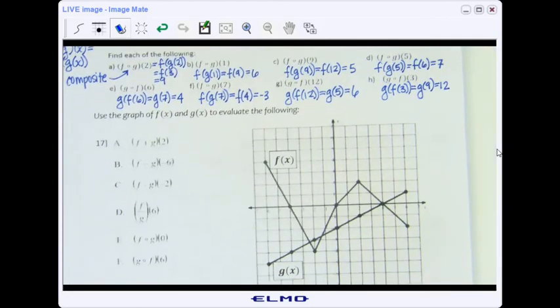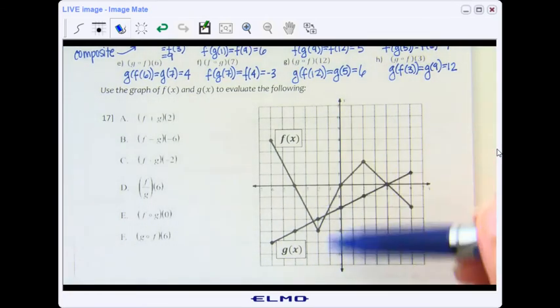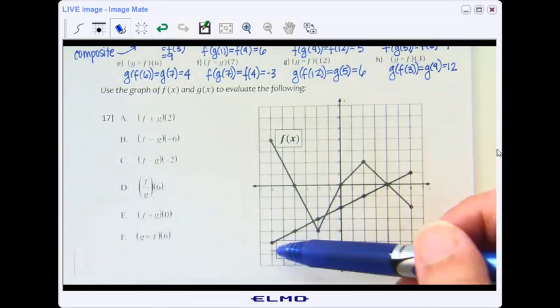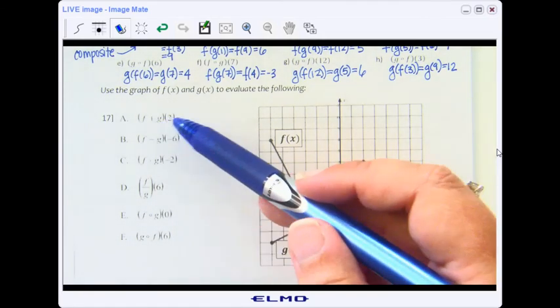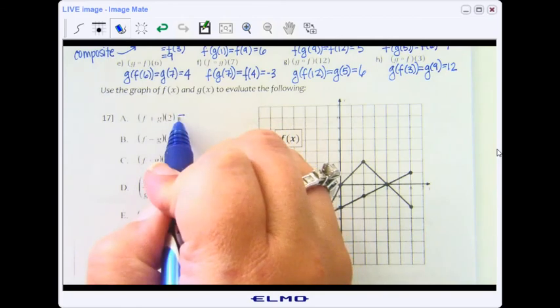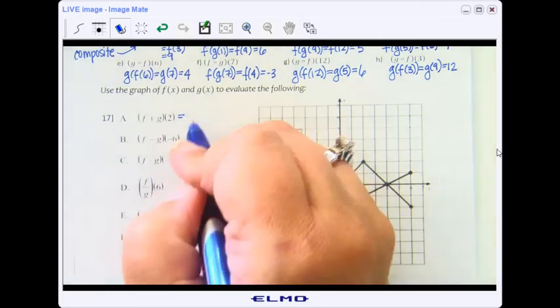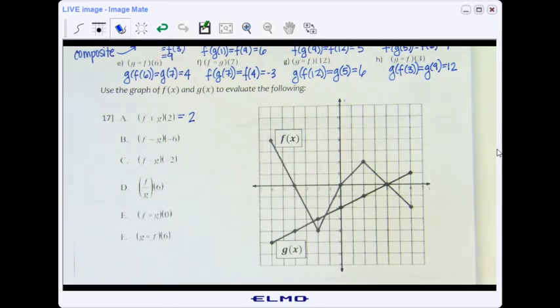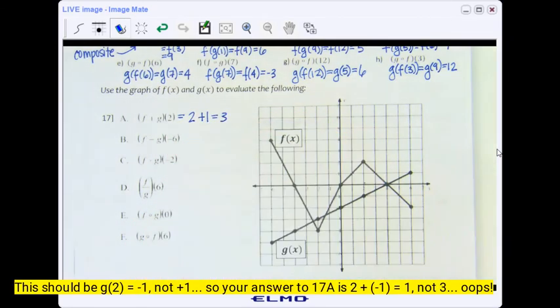We are working with the graph of a function, but it behaves the same way. So this first graph is f, this line is g. You're finding f plus g of 2. So I need to know, what is f of 2? What is f when x equals 2? Well, it's 2. What is g when x equals 2? It's 1. So f plus g of 2 is 3.